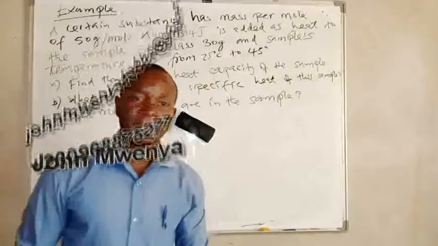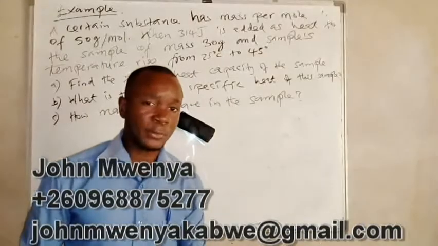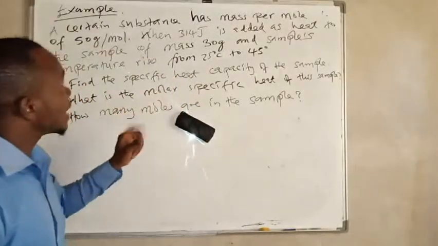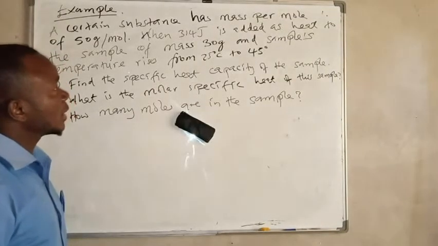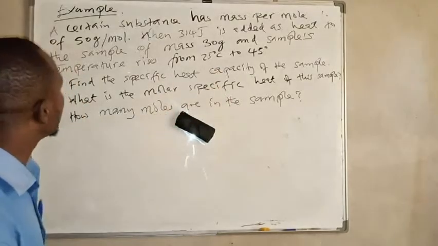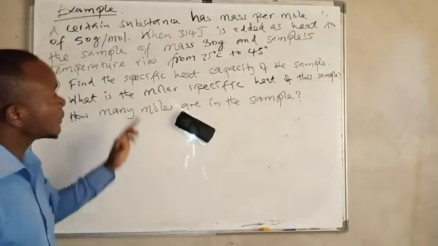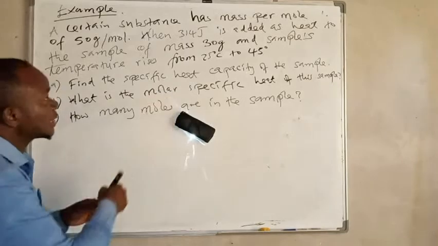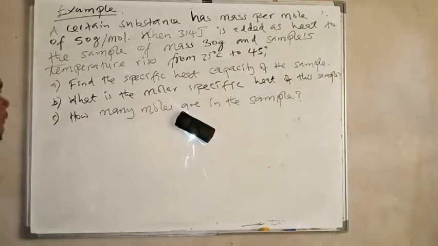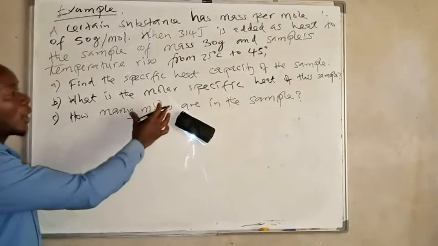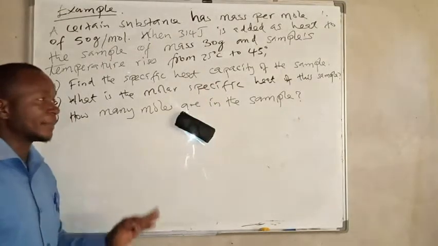In this video, we are going to find the specific heat of a sample, the molar specific heat of a sample, and the number of moles in a sample. So the question is, a certain substance has mass per mole of 50 grams per mole. When 314 joules, that is the energy, is added as heat to the sample of mass 30 grams, the sample's temperature rises from 25 degrees to 45 degrees Celsius. Find A, the specific heat capacity of the sample, B, what is the molar specific heat of the sample, and C, how many moles are in the sample.